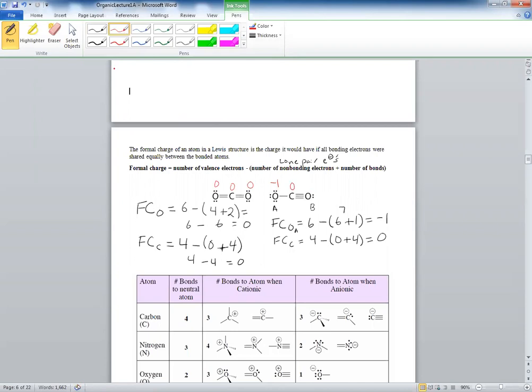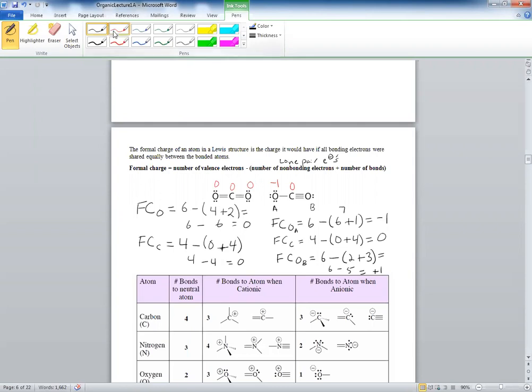And then finally, for oxygen B. So oxygen B, again, start with the number of valence electrons, 6, minus how many electrons in the lone pairs? You have 1, 2. Plus how many bonds do you have? 1, 2, 3. So that would be 5. 6 minus 5 is +1.